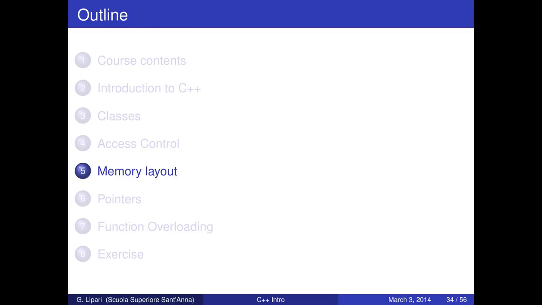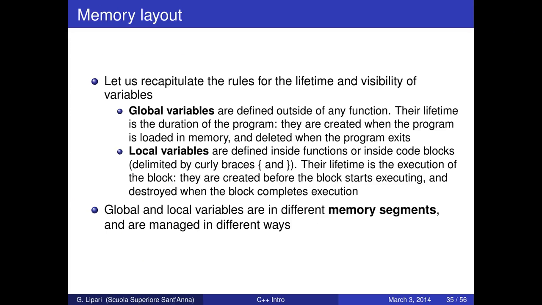I'm going to go very quickly on the memory layout, and then we have a 10 minute break. Okay, so memory layout. You should know this, but I'm going to recapitulate very quickly the rules for the lifetime and visibility of every variable in C++. In C++ you can have global variables and local variables, and of course also member variables.